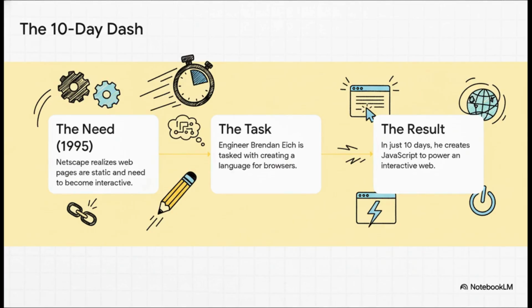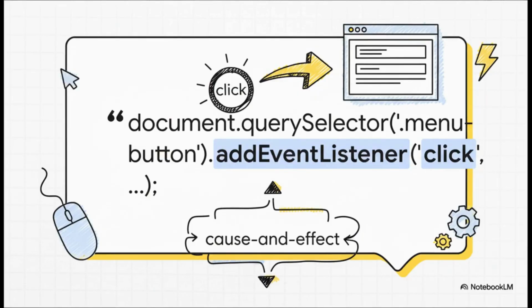10! And he did it. That frantic 10-day sprint produced the language that now powers literally everything from pop-up menus to massive applications like Google Docs. And this little snippet gets to the core idea. The code is basically telling the browser to just sit and listen for a specific action. In this case, it's listening for a click on something called the menu button. When that click happens, boom, it triggers a response, like opening or closing a menu. It's this cause and effect relationship that really makes a website feel alive and interactive.